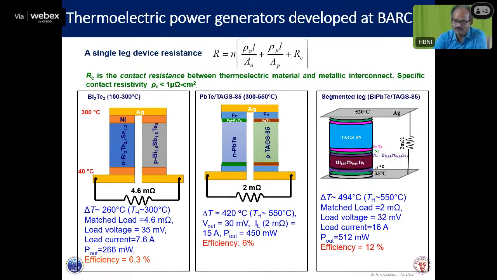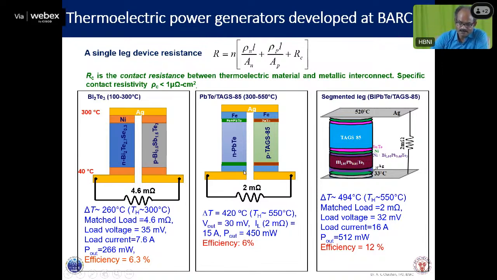In BARC also we are doing work in thermoelectric power generators. So these are typical generators developed by the thermoelectric group in our division. These are in three different temperature ranges, from 100 to 300 degrees centigrade, where the hot side is at 300 degrees centigrade and the cold side is at 100 degrees centigrade. This is the material which is used, and a typical efficiency of 6.3% is achieved.